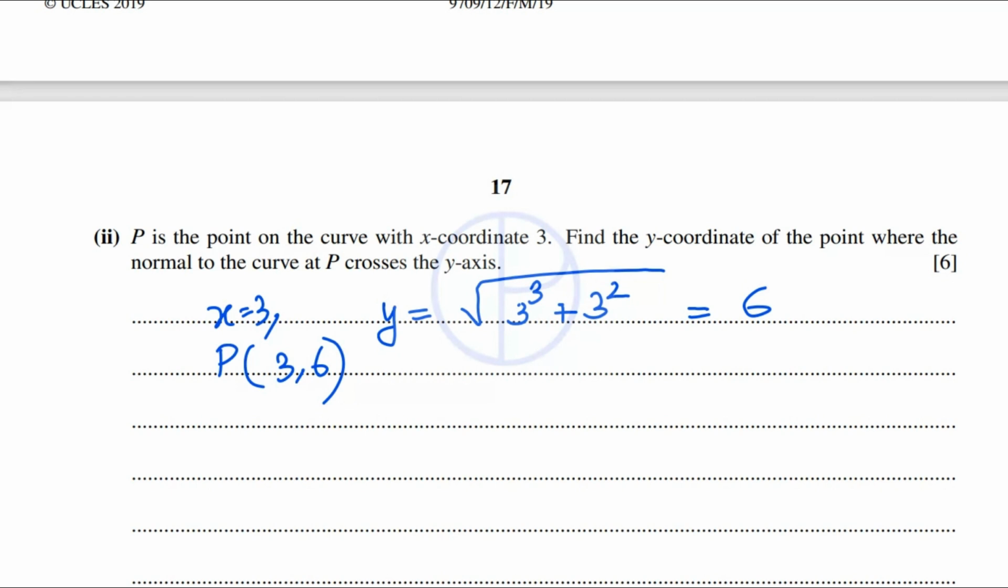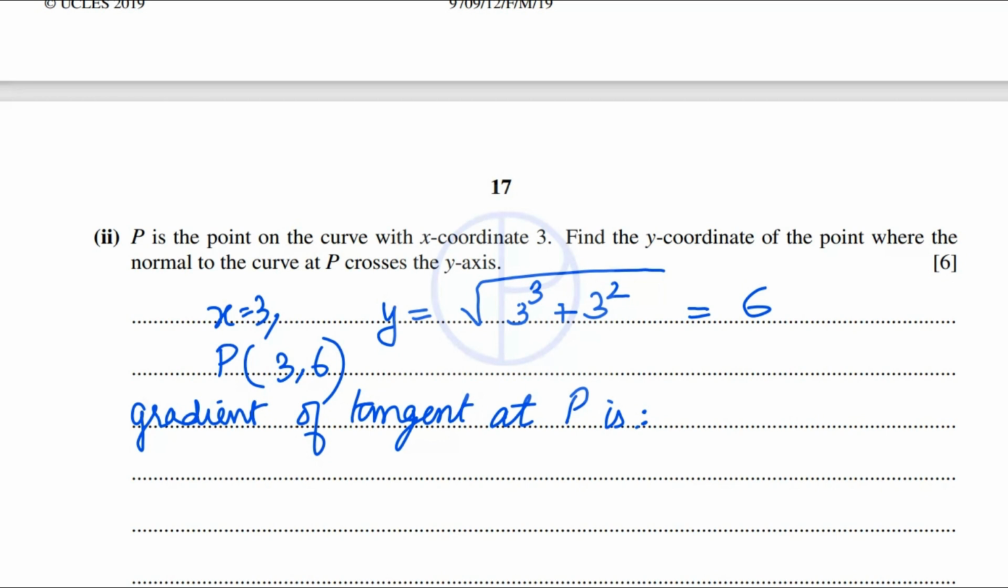So we need to find the equation of the normal to the curve at P. Okay. So to find the equation of the normal to the curve at P, first we need to find the gradient of the tangent, so that we will use that in the equation of a normal. Okay. So how to find the gradient of the tangent at P? By finding dy by dx.